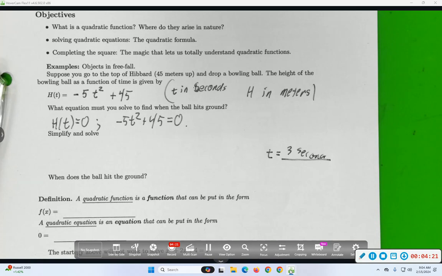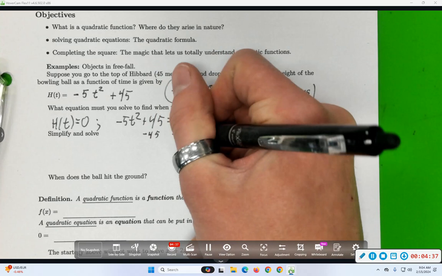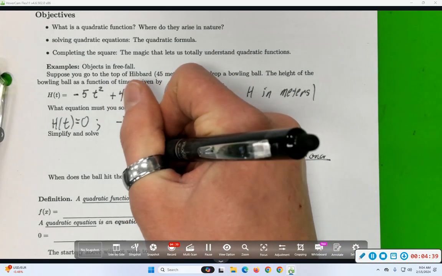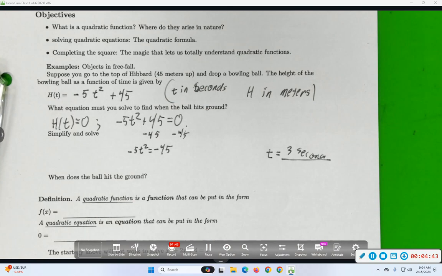Or I guess, what move did you make first? Subtract 45. That seems reasonable. There's only one t in there, so if you can get everything that's not t to the other side, then you'll know what t is. Subtract 45. Cool. What next? Divide by -5. Seems sensible enough.